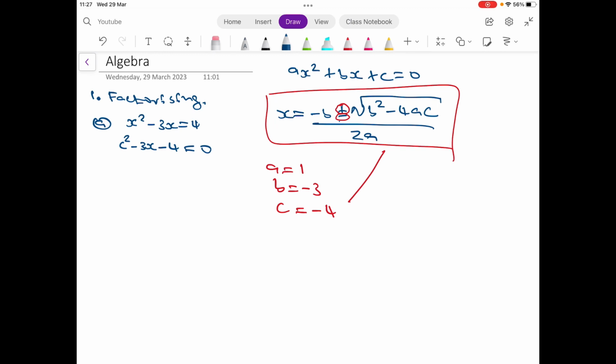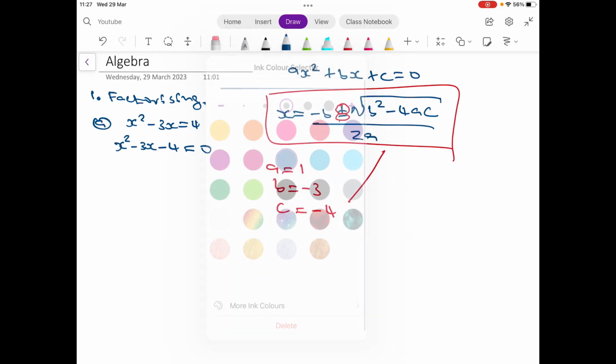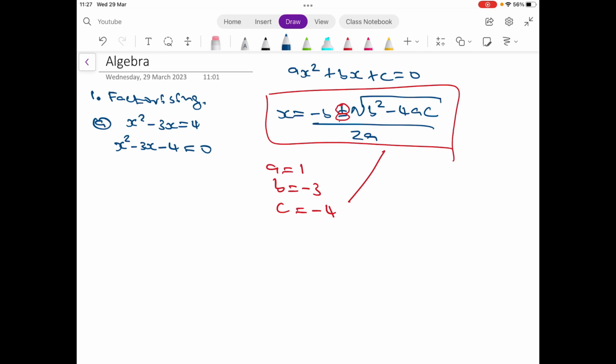You'll get that your x is actually equal to -1 and +4. So when you write this as factors, for the -1 you put x plus 1, and for the +4 you put x minus 4. Then for this whole product to be equal to 0, it means that x plus 1 equals 0, or x minus 4 equals 0. Therefore x equals 4, or x equals -1. That's how you solve for this.